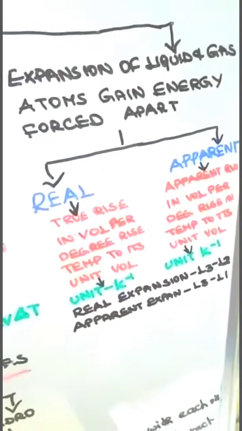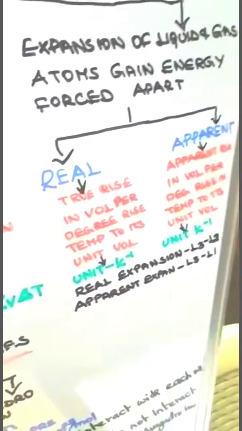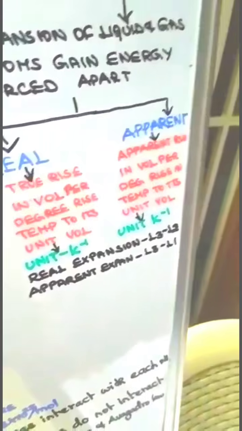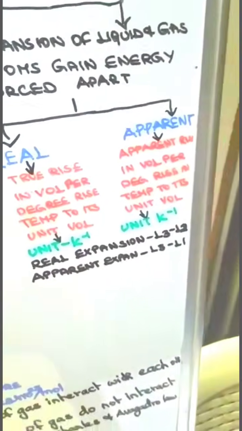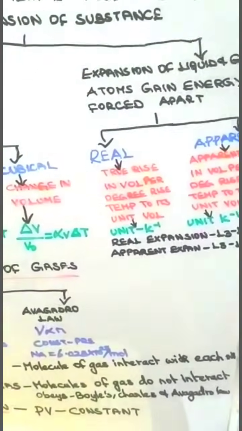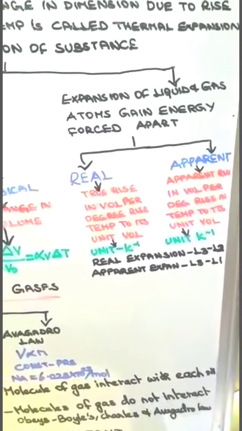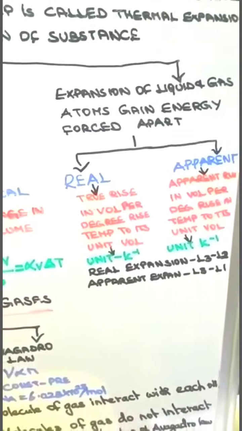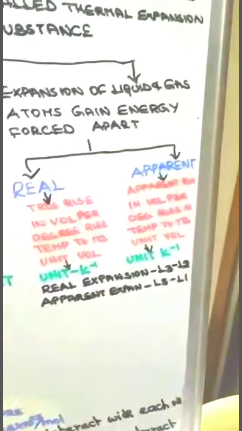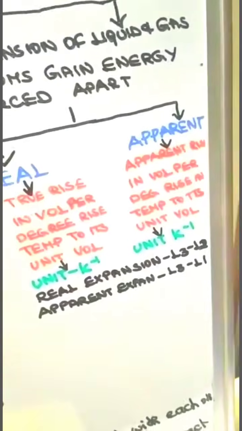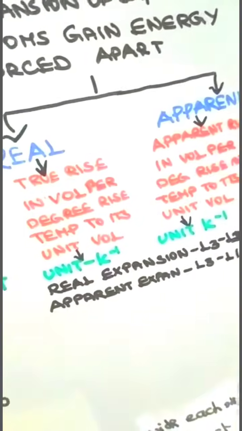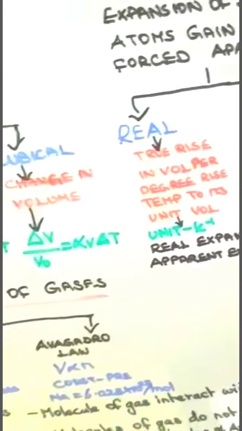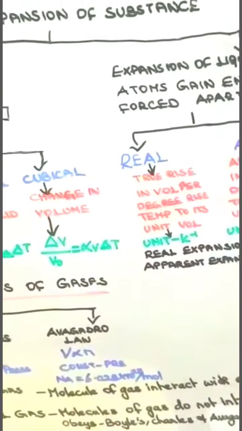Then again you start heating and now what happens? After the container is heated, the water is also heated and it rises. This is marked as L3. So the difference between the levels L1 and L3 is called apparent expansion, and the difference between the levels L2 and L1 is called real expansion. The real expansion is always more than the apparent expansion. Okay, I think now we are clear with the expansion of liquids.